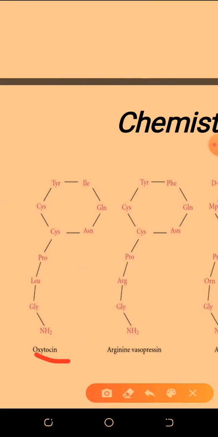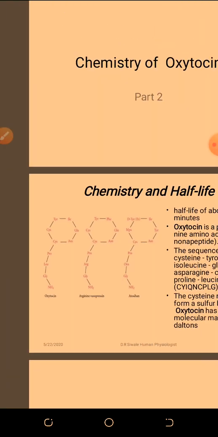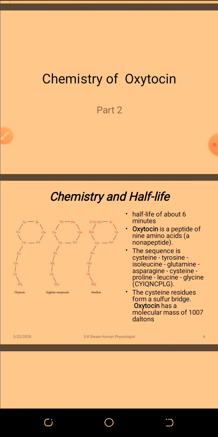As you can see, it's similar to arginine vasopressin. That's why in terms of action, arginine vasopressin also causes blood vessel constriction. Oxytocin also causes constriction of smooth muscle. They just differ in the location of the receptors. So this is the structure of oxytocin and ADH, which we are going to look at later. And then there's atosiban. It's also similar to these hormones. So that's about the chemistry of oxytocin. It's a peptide hormone because it's made up of amino acids.